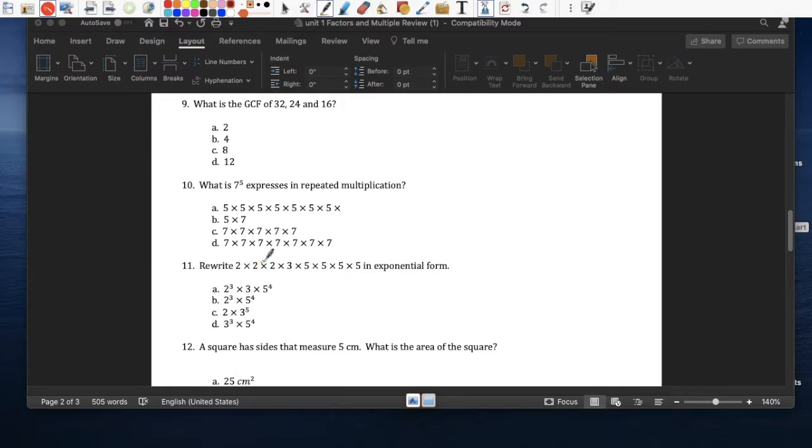Rewrite 2 times 2 times 2 times 3 times 5 times 5 times 5 using exponential form. Okay, so let's look at that. First of all, let's do the 2's. There's 2 times 2 times 2, so that's 2 to the 3rd power. The 3, there's only one 3, so I just write 3. And then 5, there's 1, 2, 3, 4, so it's 5 to the 4th power. Do we have a multiple choice that looks like that? Yes, we do, and I think that looks like letter A.